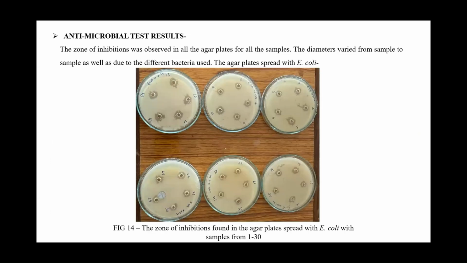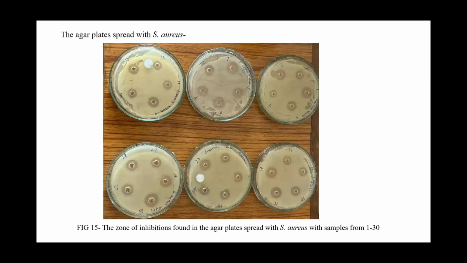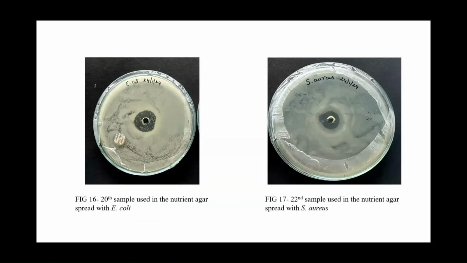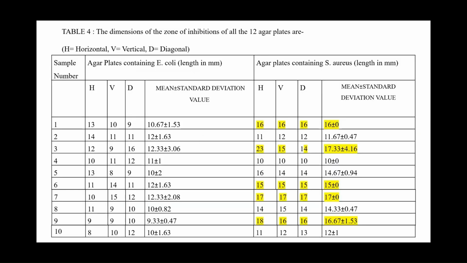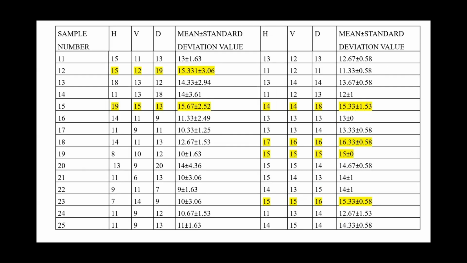We again did the experiment for antimicrobial test results for getting the earlier missing samples' results. These were the two samples for the results that we could not get before. And we again calculated the dimensions of these zone of inhibitions. And again, the highlighted values are the ones which show good antimicrobial properties.